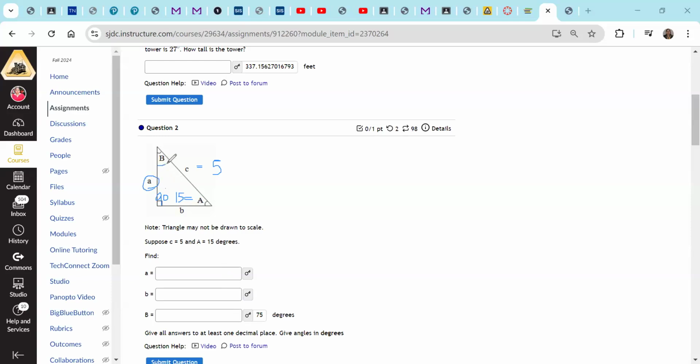To find side a, there are various methods to use. I don't know if you're familiar with the formulas called the sine rule and the cosine rule to find the missing side. Are you guys familiar with the sine rule and cosine rule for finding missing sides and missing angles? Let me know in the chat if you are. We can use that directly here.